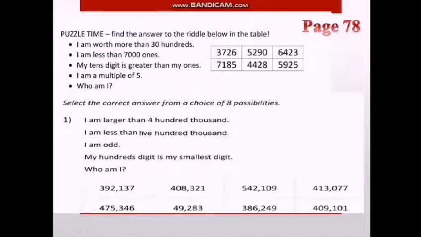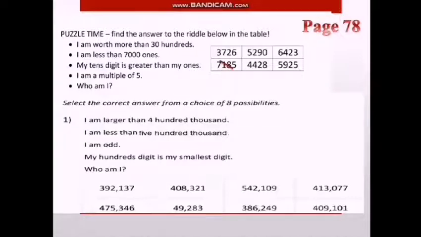I am less than 7,000. The number must be smaller than 7,000, so we will cancel any number greater than 7,000. If you look here, we have 7,185. It's greater than 7,000, so we will cancel this number.